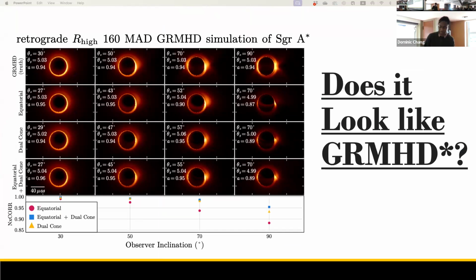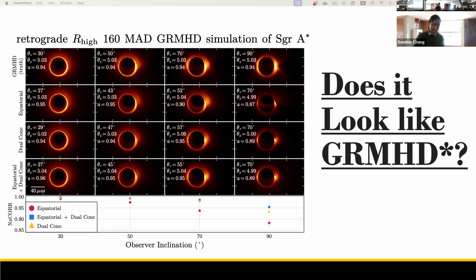So now that we have this model, of course, the question is: does it look like GRMHD? This plot is kind of a busy plot, but essentially what it shows is that we have time-average GRMHD on the top row. I put the parameters here that describe the time-average GRMHD. In particular, we have the mass, which here is a theta G parameter.